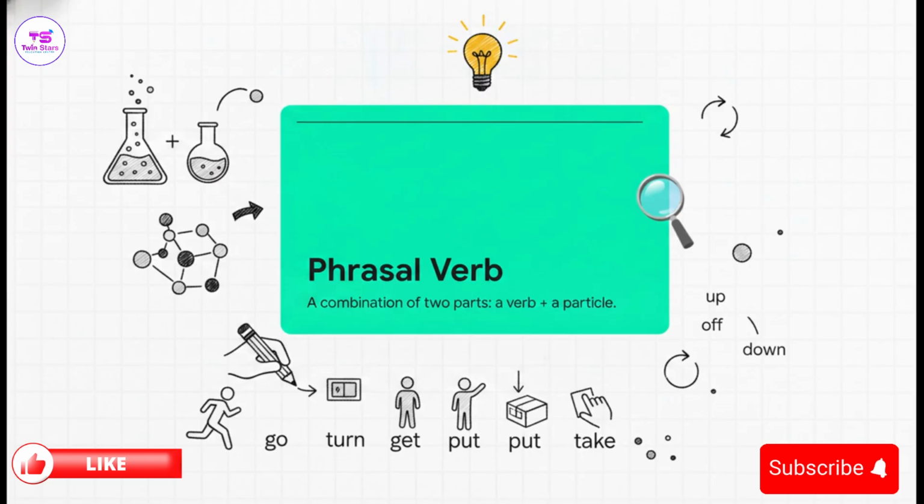Think of this as the essential linguistic math that underpins everything we're talking about today. A phrasal verb is elegantly simple in its construction. It's just a combination of two distinct parts. A verb plus a particle. The verb provides the core action. You know, words like get, turn, go, put, or take. The particle is usually a short little word like a preposition or an adverb. Words like up, on, off, or down. When you fuse these two together, a kind of chemical reaction happens, and bam, a brand new meaning is created.